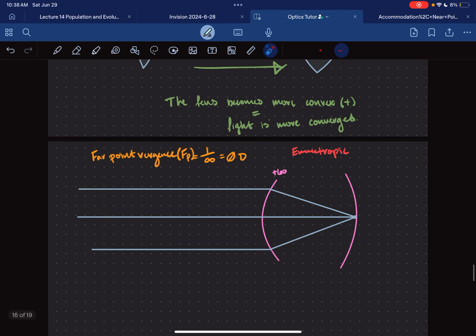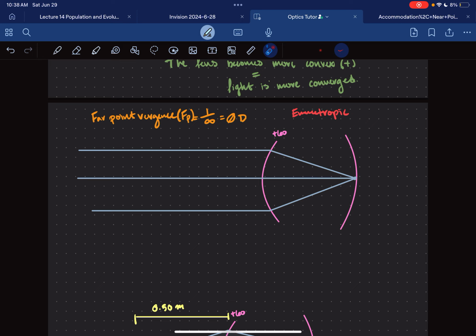So, anyways, let's talk about an emmetrope and set up a problem with someone who doesn't have any refractive error. For an emmetrope, they can look at distance and things are perfectly clear. They can look at something that's infinity away and it's clear. And so their far point divergence will be 1 over infinity, which is effectively 0.